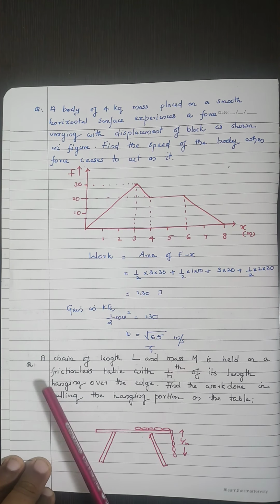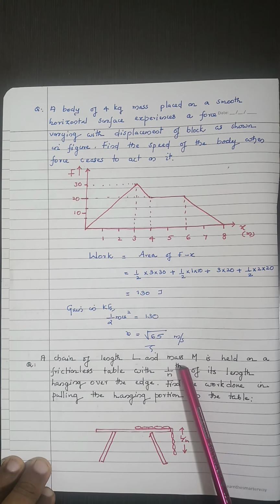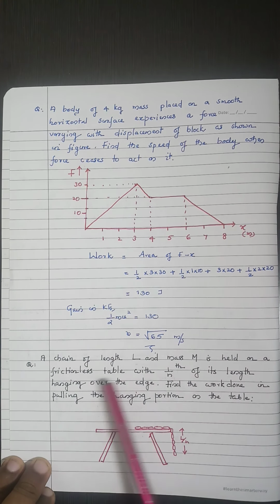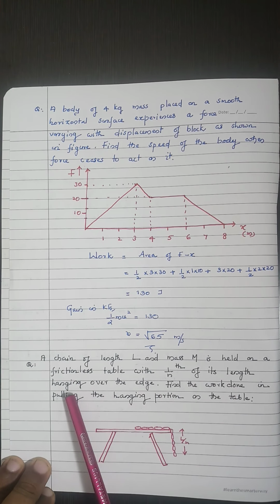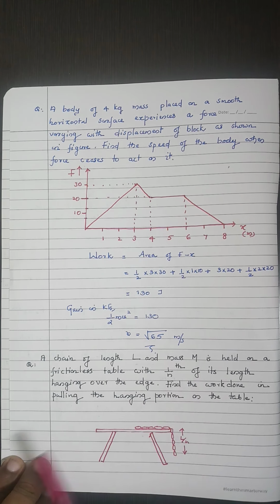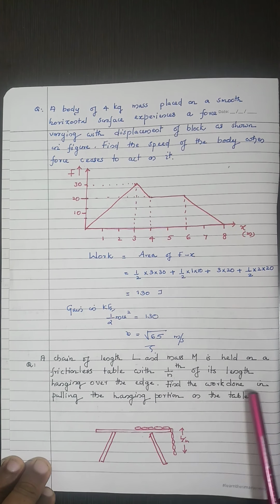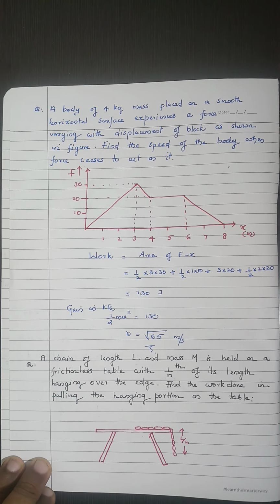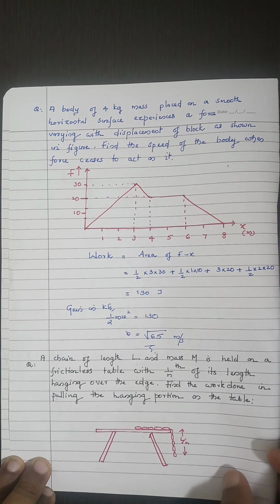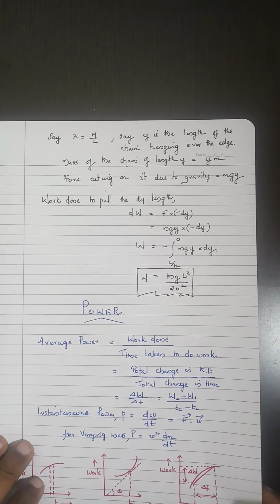Next, a good concept. A chain of length L and mass m is held on a frictionless table with 1/10th of its length hanging over its edge. Find the work done in pulling the hanging portion on the table. Look at the procedure. We have to do a good aspect.